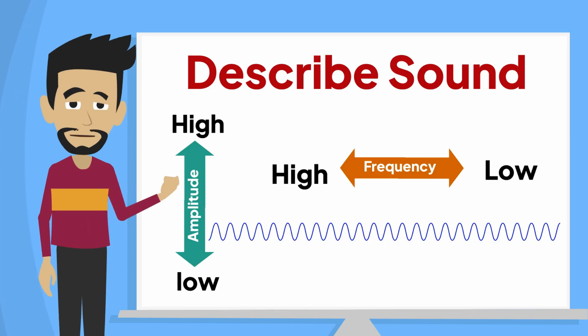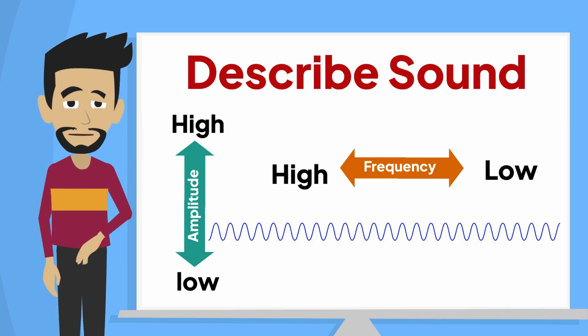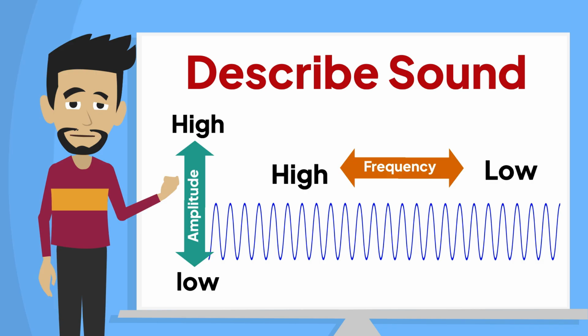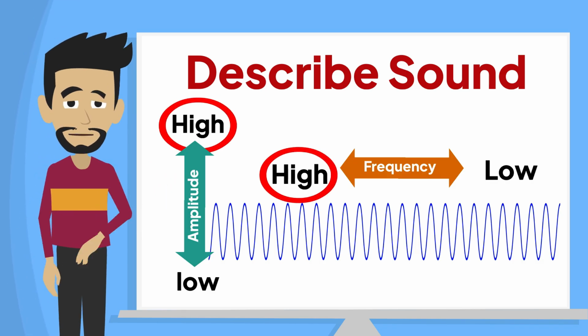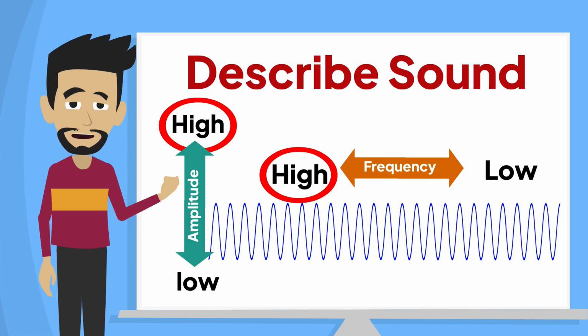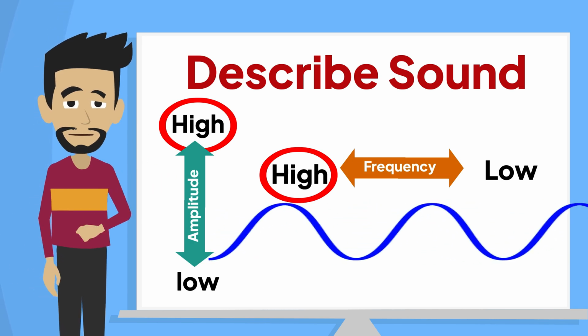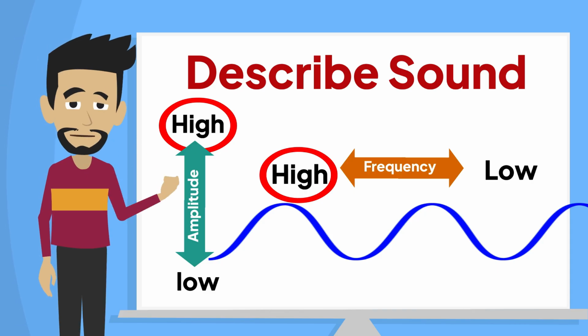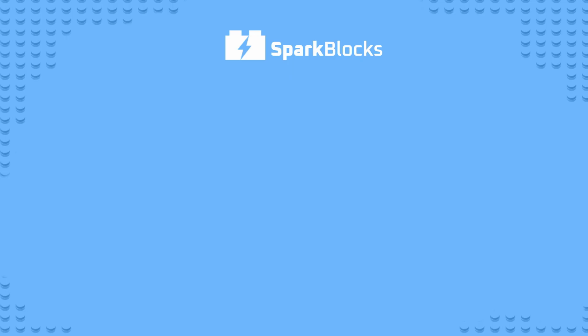What about this one? How would you describe this? This one's pretty loud, so we'd say it has a high amplitude. It's also really high pitched, so we describe it as having a high frequency and a high amplitude. And now, what about this last one? That's right. It's very high amplitude and very low frequency.